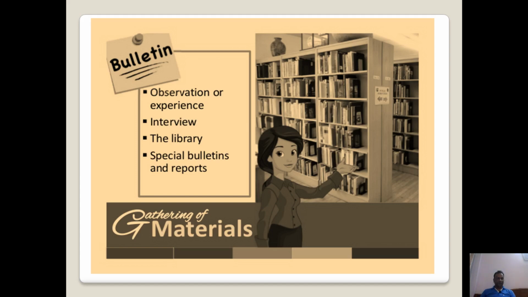Even you can get some information from the library, through observation or experience, even interviews. In the library, special bulletins and reports are also published weekly, monthly, six-monthly, quarterly. So you can take those also to gain more knowledge while gathering materials. When you are gathering more materials, you will have a lot of things to write. You can develop your research paper on a large level. You can explore with the world, and you can give some ideas which have not been discussed already by other or earlier researchers.